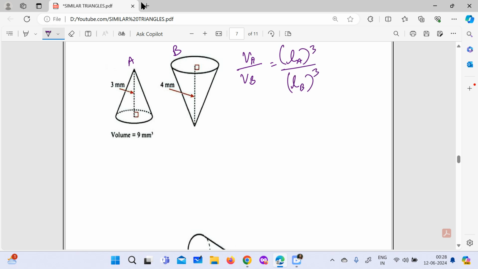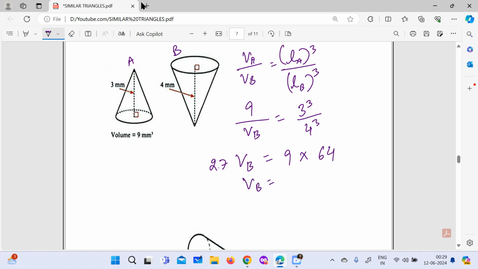So volume of A we know that is 9. Volume of B we don't know that. We need to calculate, which is equal to length of A is 3 cubed over 4 cubed. Now we do cross multiplication and then you get 27. So 3 cubed is 27. So 27 volume of the B1, and that equals to 9 times 64.